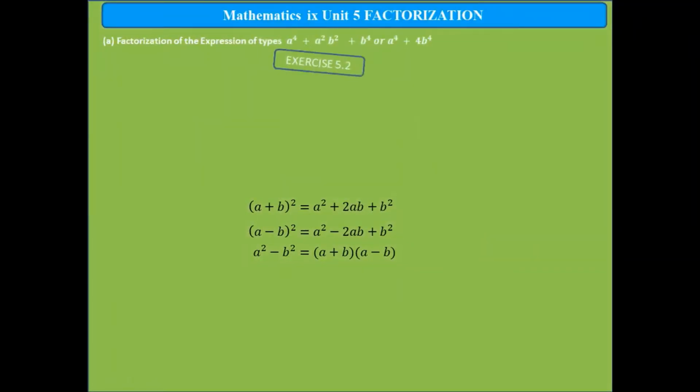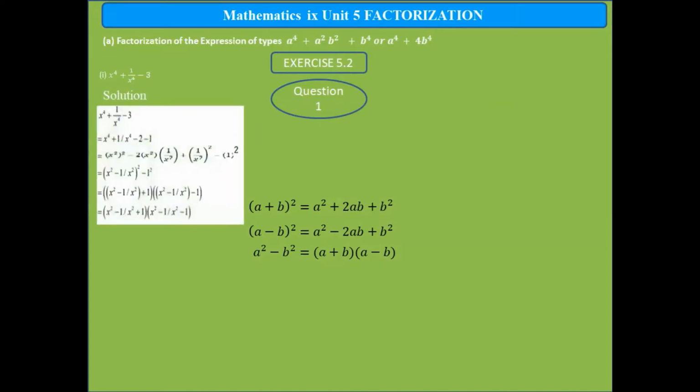Today we are going to solve exercise 5.2, and in this exercise we will factorize different types of expressions. So question number 1, part 1: x raised to power 4 plus 1 by x raised to power 4 minus 3. Solution. We can write minus 3 as minus 2 minus 1.